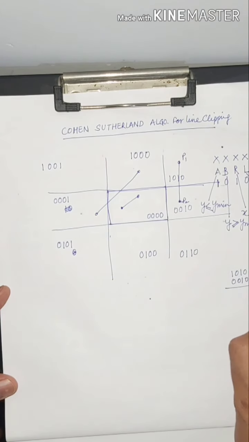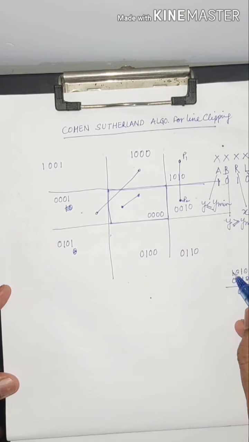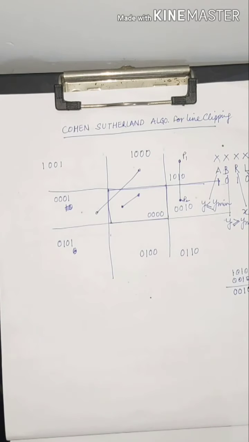What you have to do is bitwise AND it. 0 ANDed with 0, we get 0. 1 ANDed with 1, 1. 0 ANDed with 0, 0. 1 ANDed with 0, 0. So this is logical ANDing, but it is done bitwise.